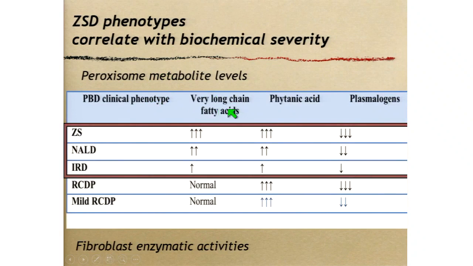So again, our diagnostic markers are very long-chain fatty acids, which is the beta oxidation, phytanic acid, which reflects alpha oxidation, and then plasmalogen synthesis. And you can see that in the more severe forms, we have more severe abnormalities. And in the mildest form, we have the milder abnormalities. And as Hans will be telling you, in some of the mildest cases, we don't have any abnormalities, so we have to look at other peroxisome tests.